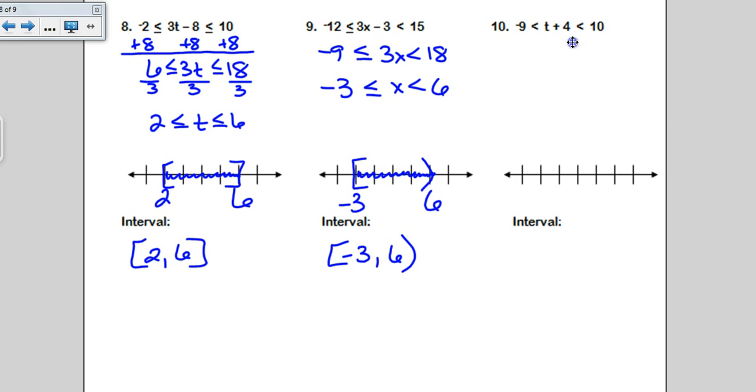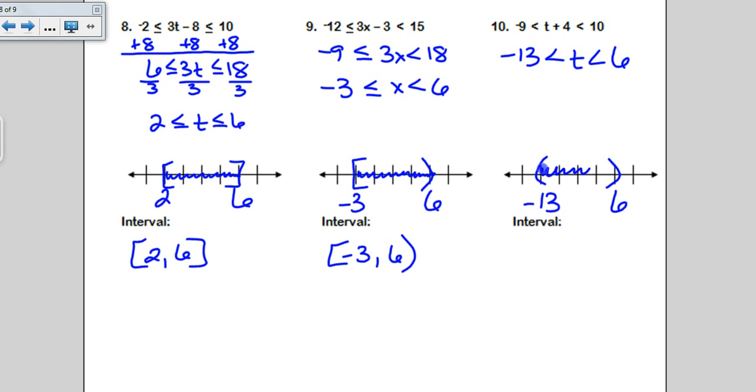Number 10 should be a piece of cake now. We're just going to subtract 4 on every side. So I have a negative 13 less than t less than 6. And again, I don't have enough lines, so I'm just going to fudge this. Say negative 13, and I'm going to say here's a 6. And everybody is a parenthesis because they're not equal to.